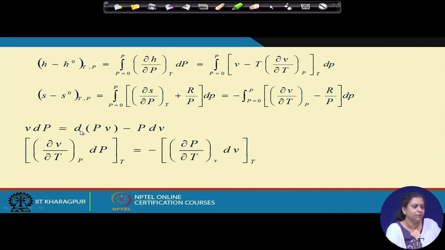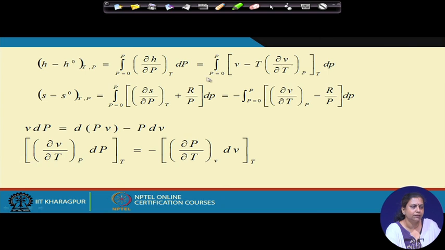V dP is nothing but equal to, we know that PV equals RT, right. So, from there we found that V dP is nothing but equal to d(PV) minus P dV. This is true not only for ideal gas, this is true for every gas obeying any particular equation of state. So, instead of V dP, we can substitute d(PV) minus P dV. What happens then? What are the limits of d(PV)?